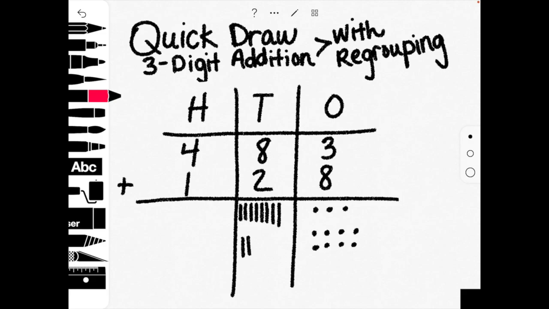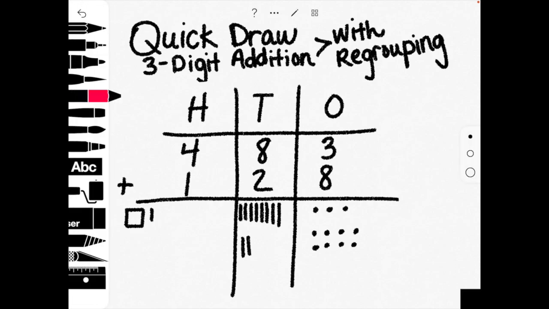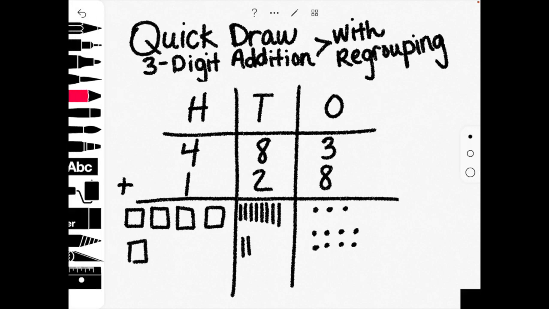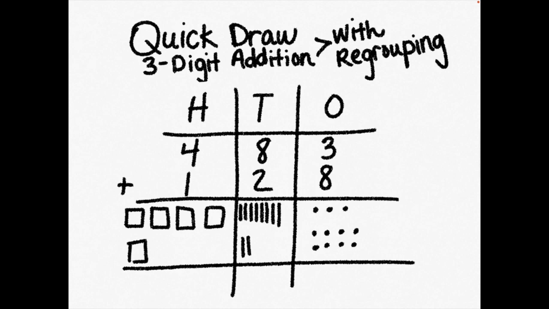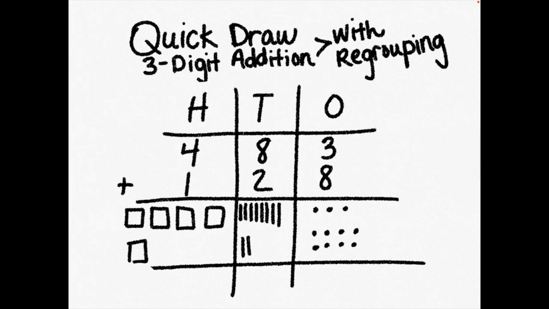Now I get to head on over to my hundreds column, and remember, for our hundreds, we draw large squares. These represent those large hundreds blocks that we use in class. And I have 4 of them up top, so I'm going to draw 4. And then let's not forget about the 1 on the bottom. We'll add that guy down here. And then I'm going to put a line all the way underneath everything, just so I can keep everything nice and organized.